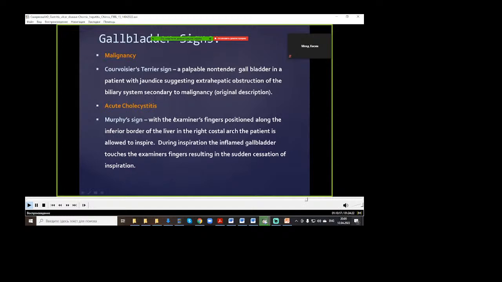This is the description of how to perform this test. During the inspiration, the examiner's finger is positioned along the inferior border of the liver in the right costal arch, and we press during inspiration of the patient. If the patient feels pain, the symptom is considered to be positive, and it is a symptom of acute cholecystitis.